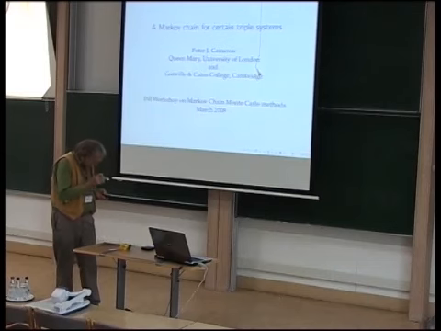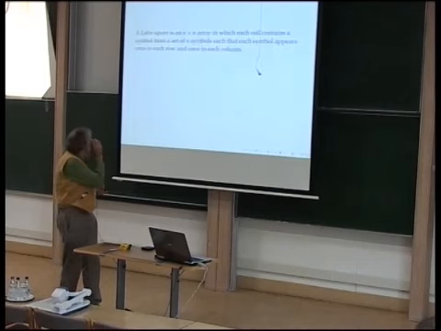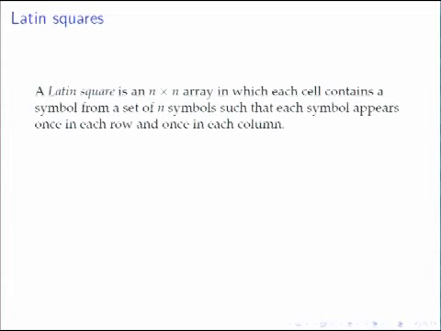Right, now let me see. Okay, so a Latin square. I'll start off with Latin squares. They're the first and original type of this kind of triple system that was studied. So a Latin square is just an n by n array. Each cell contains one of n symbols. Each symbol occurs once in each row and once in each column.